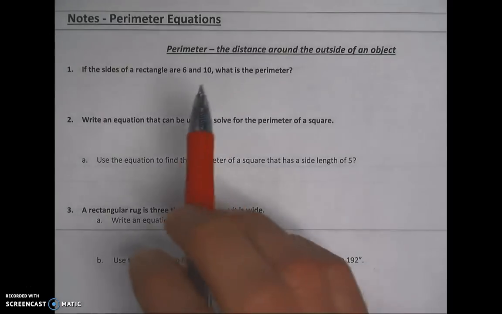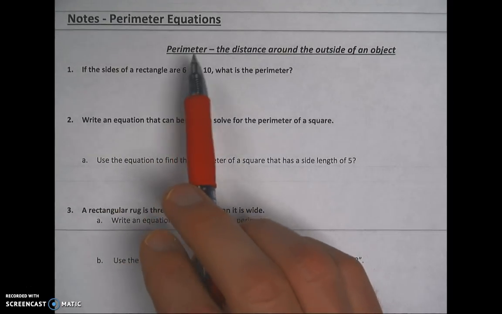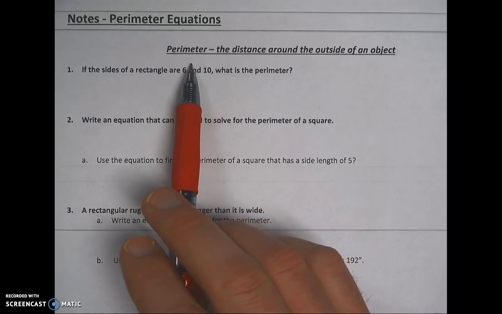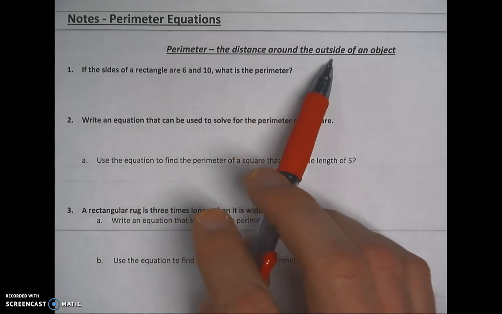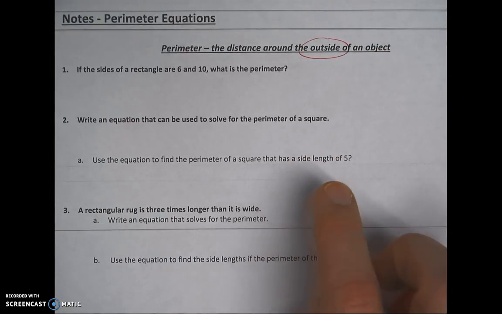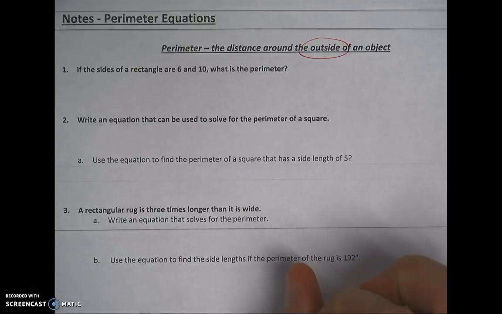Okay, so just to get us started, to remind us what perimeter is so that we're not confusing it probably with area if we were going to have some confusion. Perimeter is the distance around the outside of an object. So it doesn't matter what shape it is, we're adding up all the sides to get a perimeter. Okay, distance around the outside.